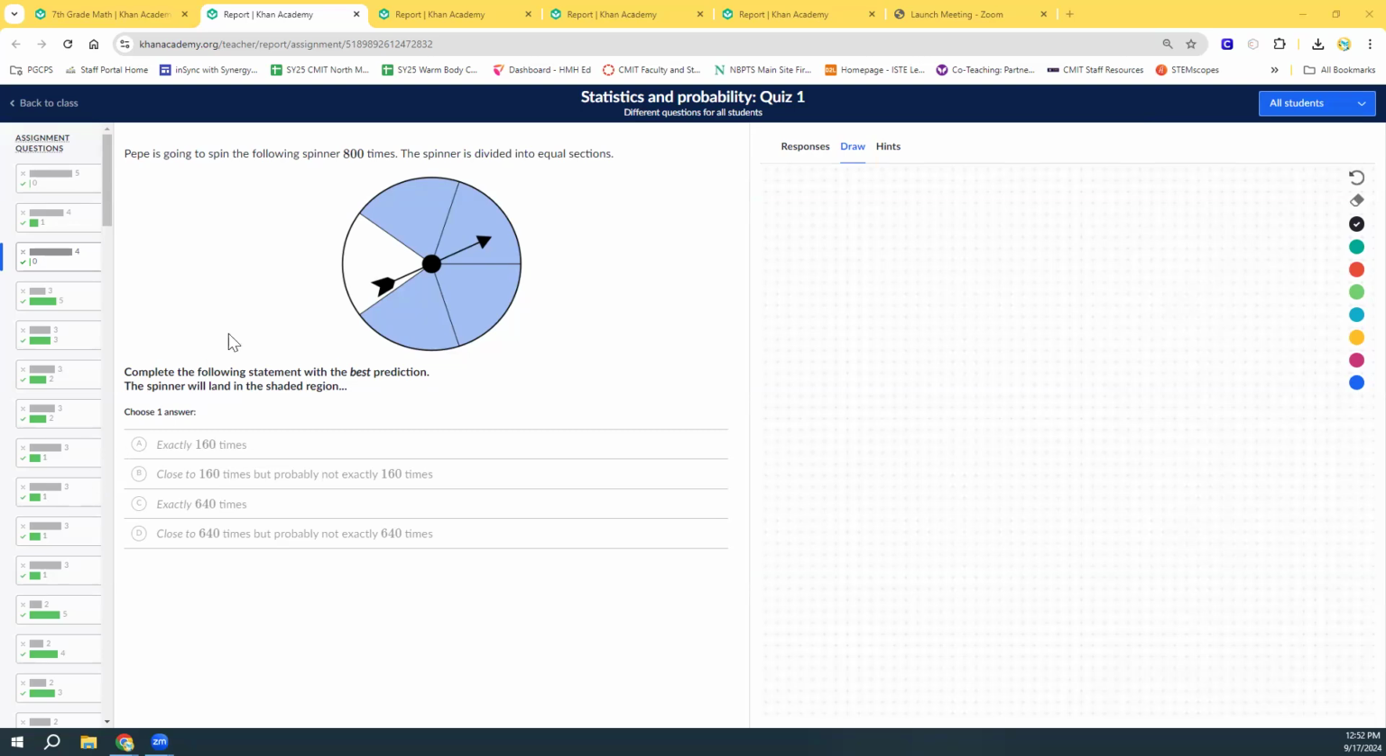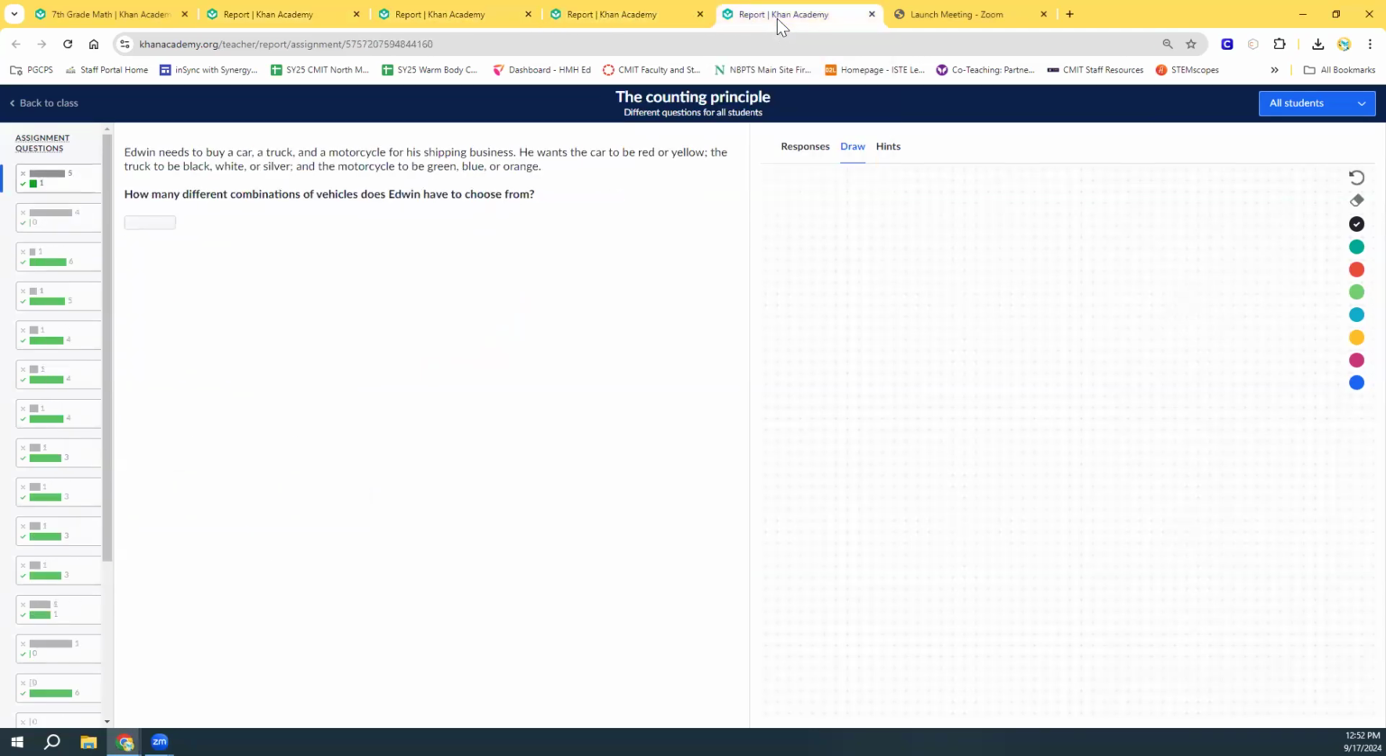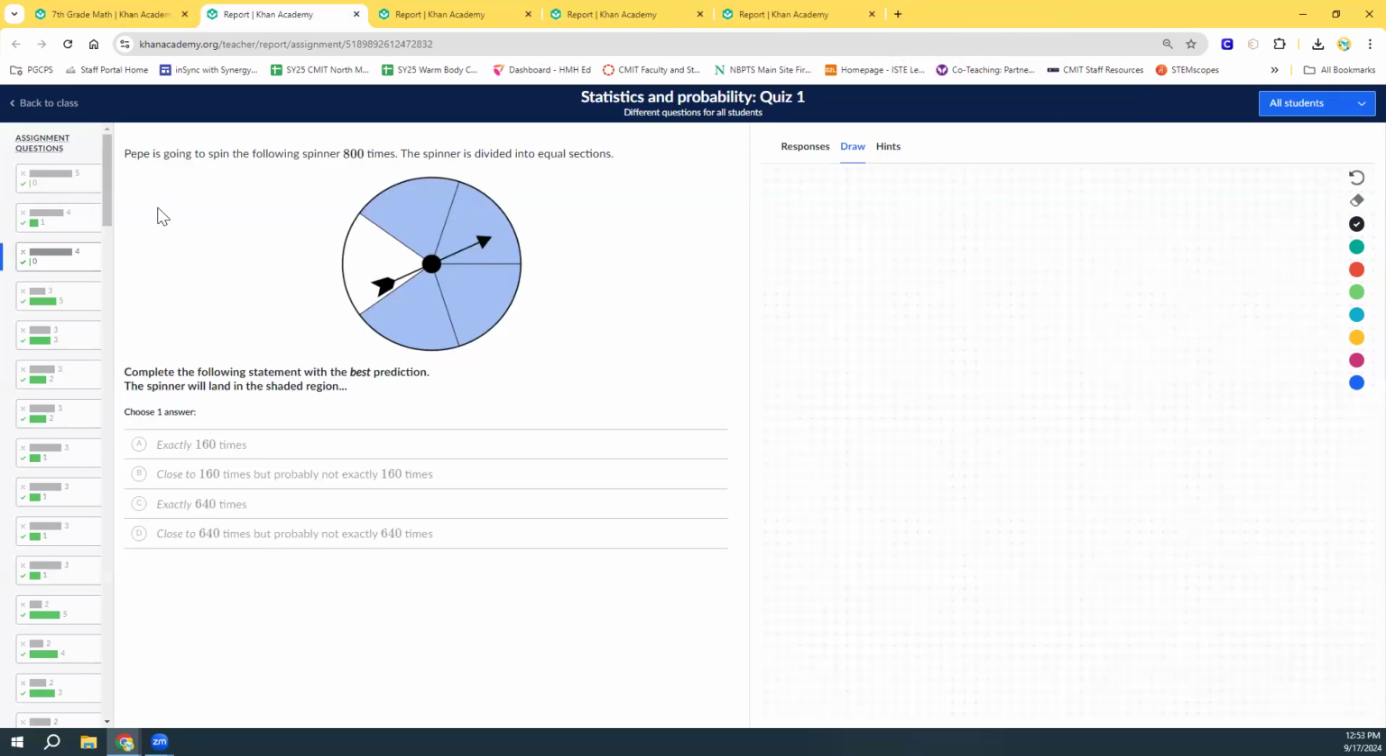We are going to talk about probability, sample space, probabilities of compound events, and the counting principle. And we're going to begin with what may be a little bit of review. So let's look at this spinner. Pepe is going to spin the following spinner 800 times.